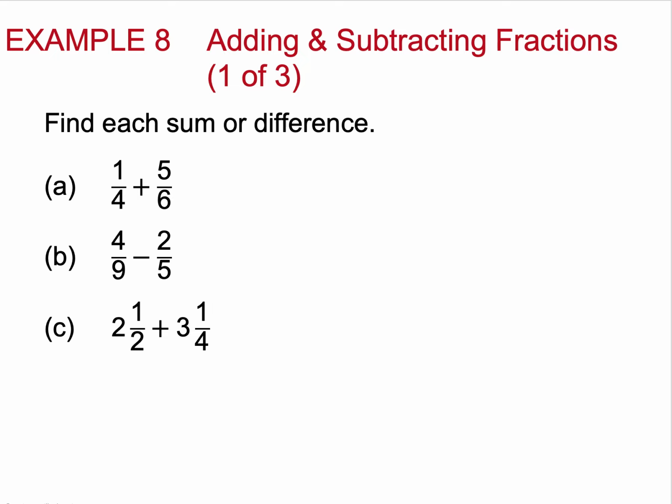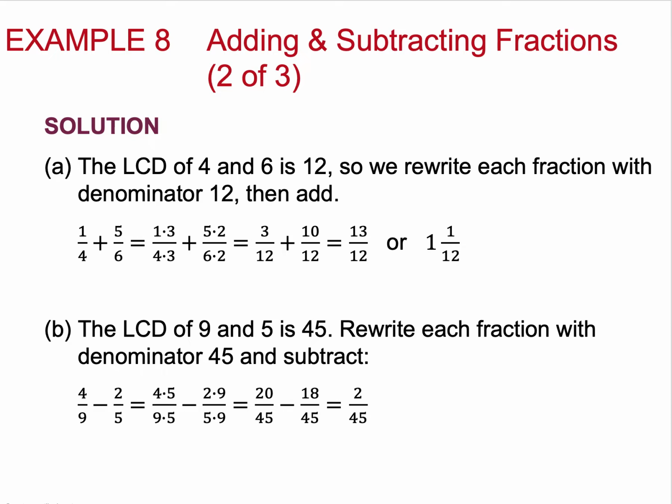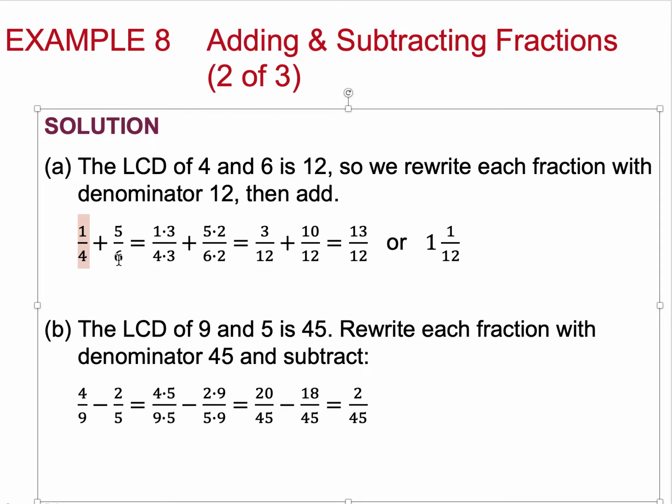So if I want to find each sum or difference here, I'm going to have to find what are the factors of 4 and 6 that will get me to a common number. And if I do 4 times 3, which is 12, and 6 times 2, which is 12, that's going to give me my common denominator.